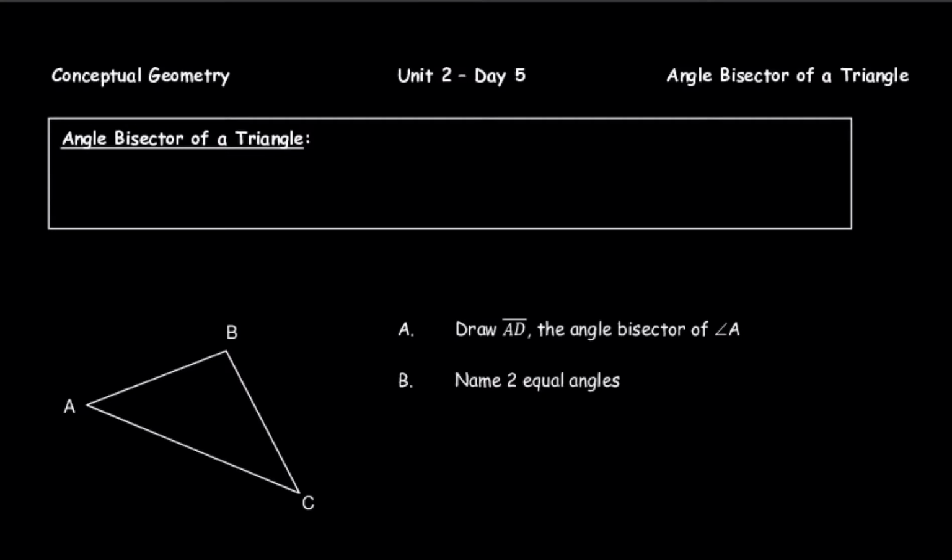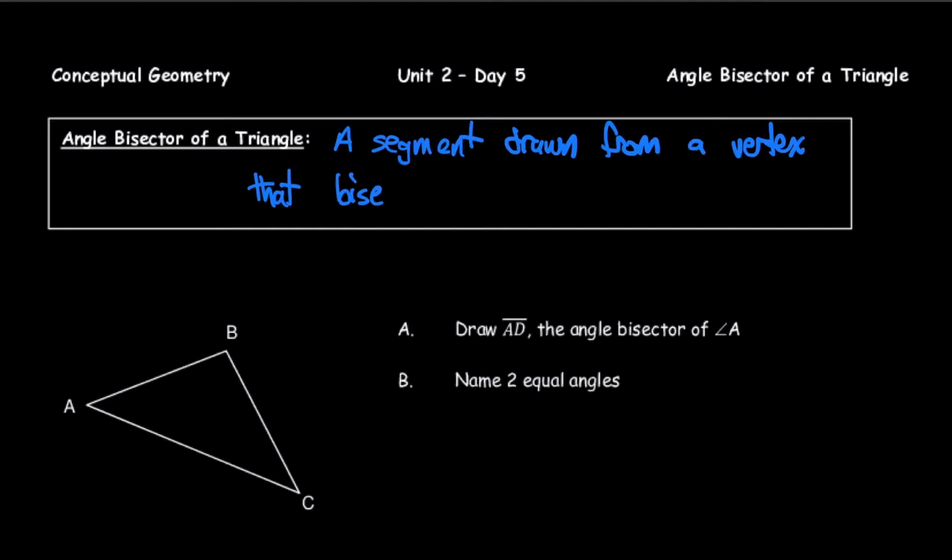Angle bisector of a triangle. An angle bisector is a segment drawn from a vertex that bisects the angle. And remember, to bisect an angle means it divides it into two equal angles.